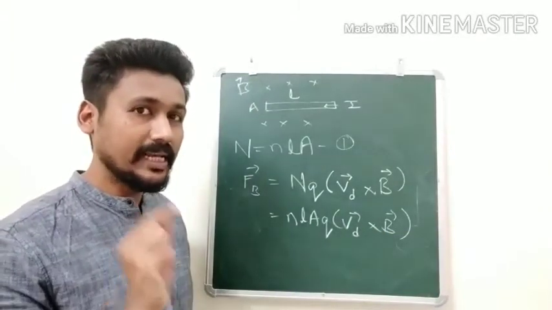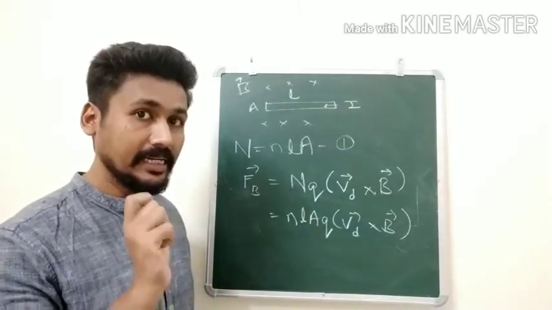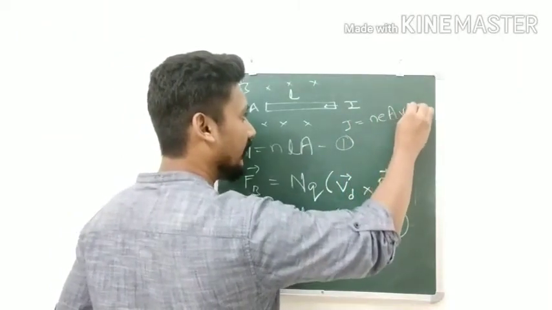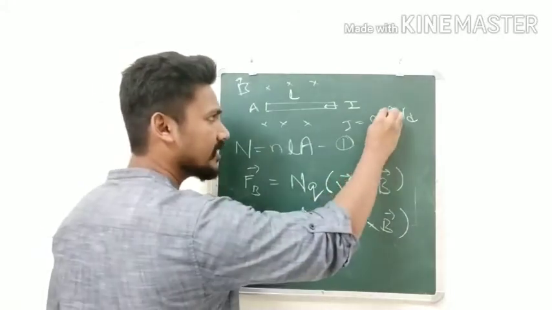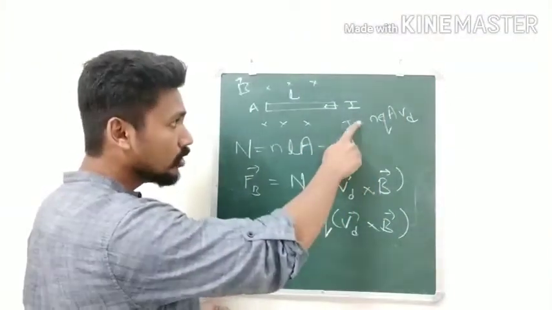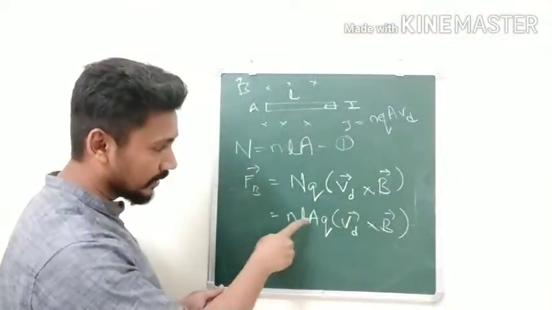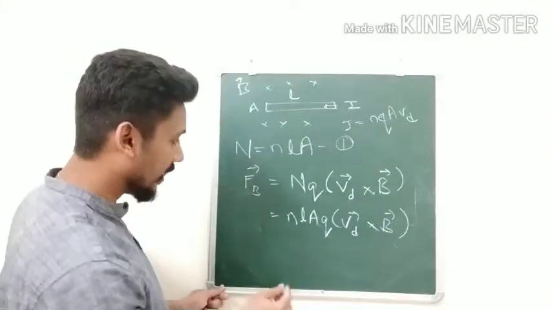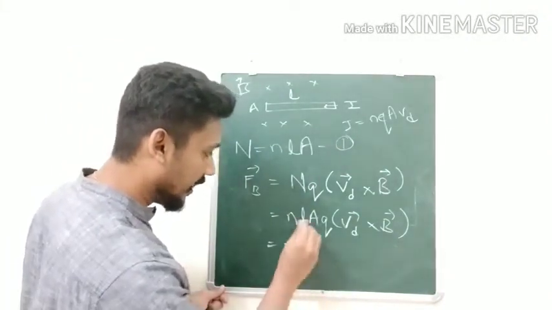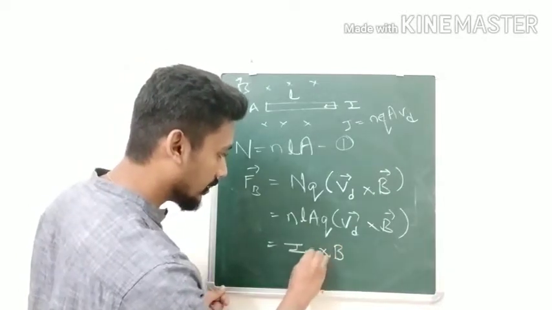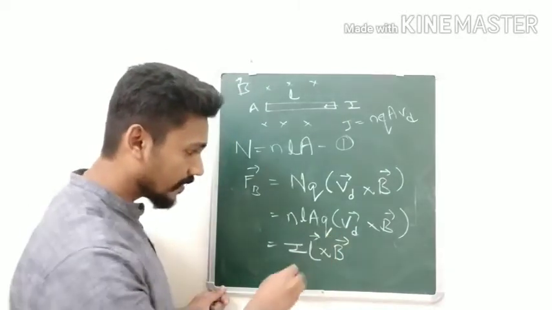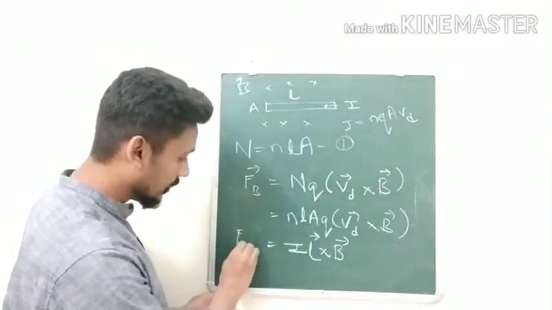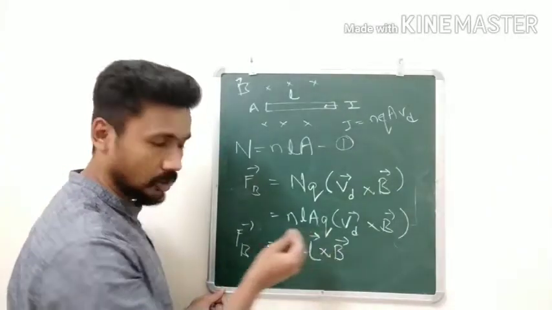Now try to recall the relationship between electric current and drift velocity. I am sure you remember this formula: I is equal to n e A Vd. This is nothing but we can write it as n q A Vd. So using this relation, I know that n q A Vd is nothing but the electric current. So I can write this as I into L cross B, and you will see that L we have given a vector form. So I get the magnetic force as I into L cross B.